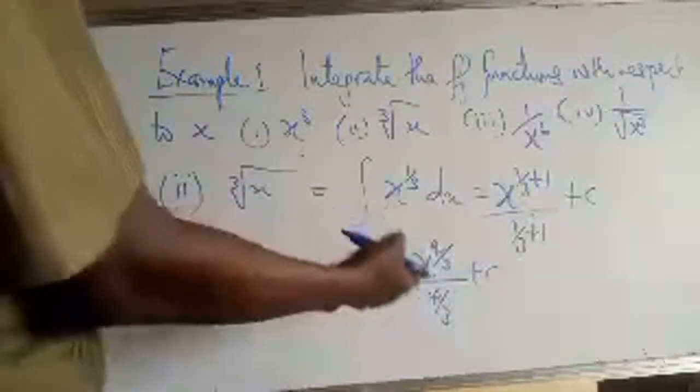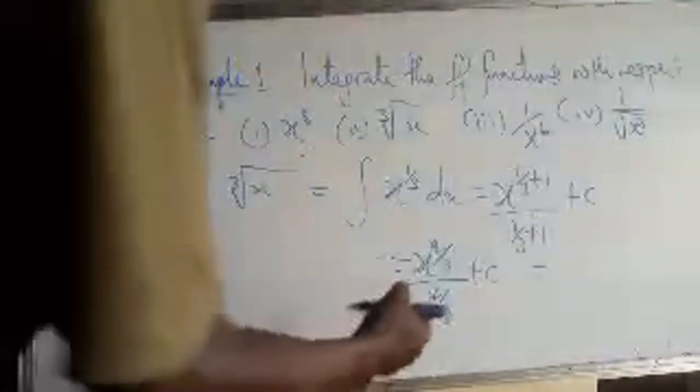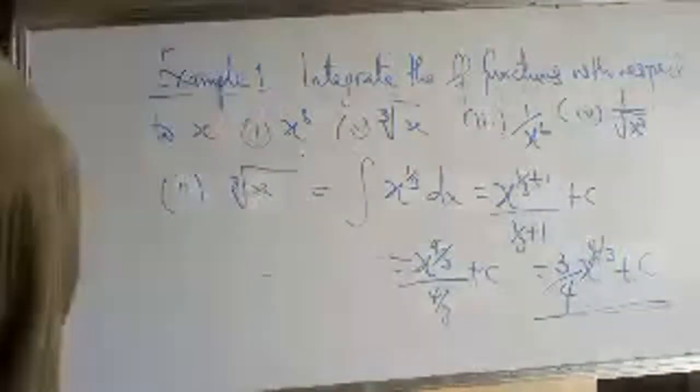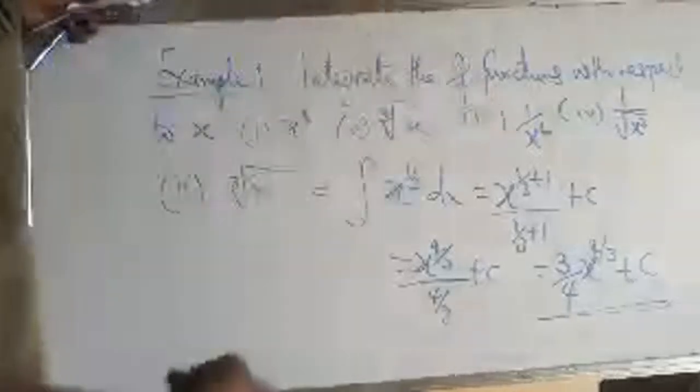So if you divide what you have here by 4 over 3, I think that is elementary for us to do. 3 will come up and 4 will be our denominator. So we have 3 all over 4 x to the power 4 over 3 plus c. With this, we have gotten the value for that. So now you can use this illustration to solve the second one.